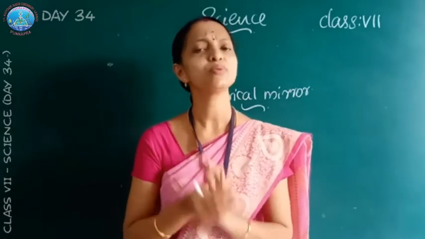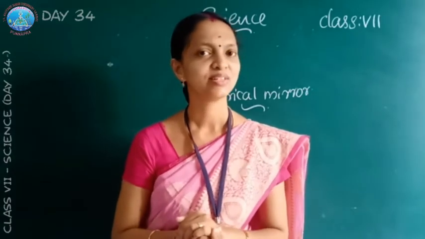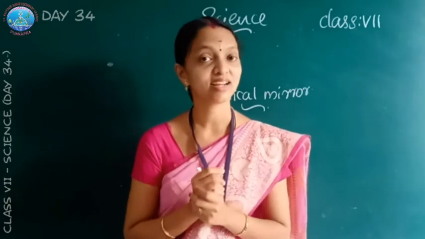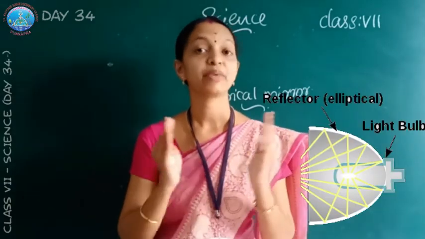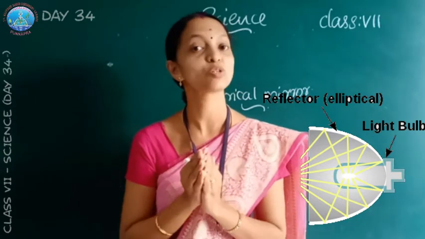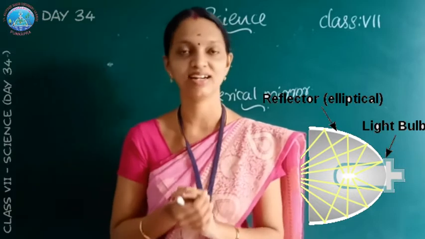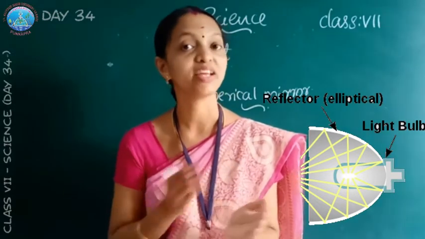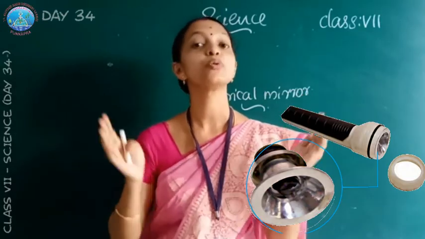Then, what are the uses of concave mirror and convex mirror? Do you know? Do you see any mirrors in vehicles? Yes. The concave mirror can be used for the headlight of scooters and cars, that is, the headlights of vehicles. It is also used in torches.